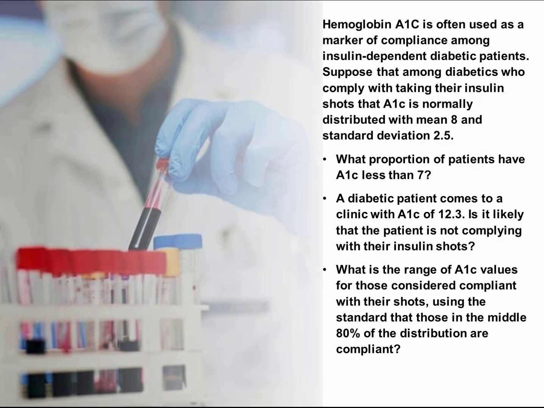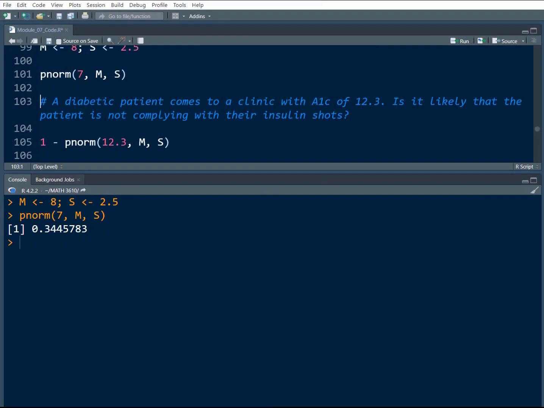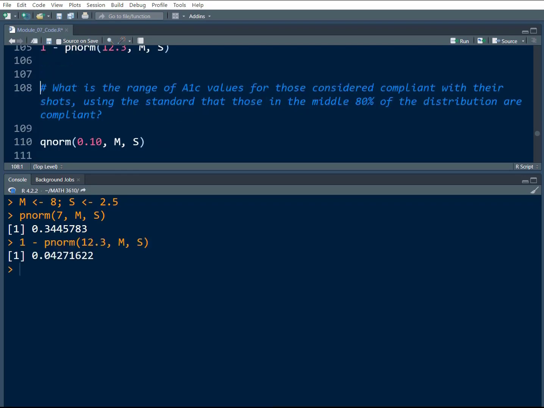A diabetic patient comes to a clinic with A1C of 12.3. Is it likely that the patient is not complying with their insulin shots? Well, the probability that a patient will have A1C of 12.3 or more is given by 1 minus pnorm(12.3, m, s), which is 0.0427. This is considered to be an unusual event.